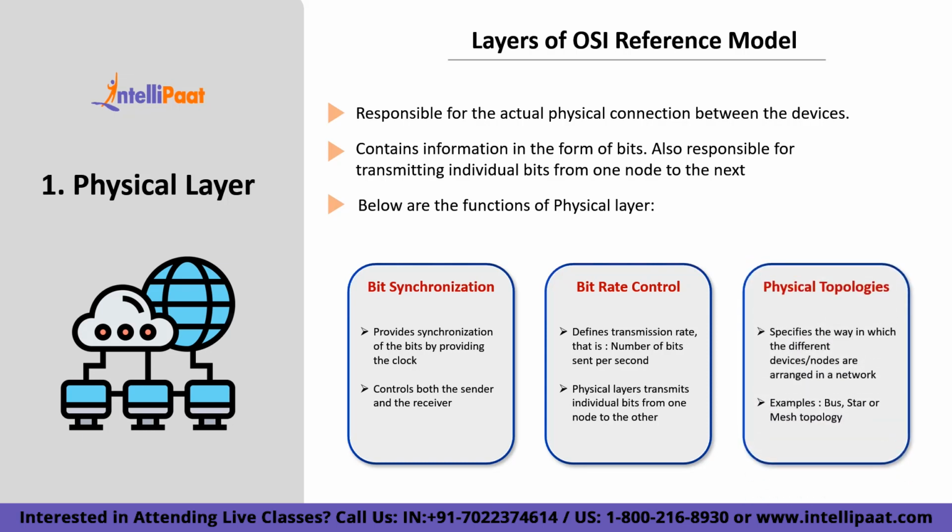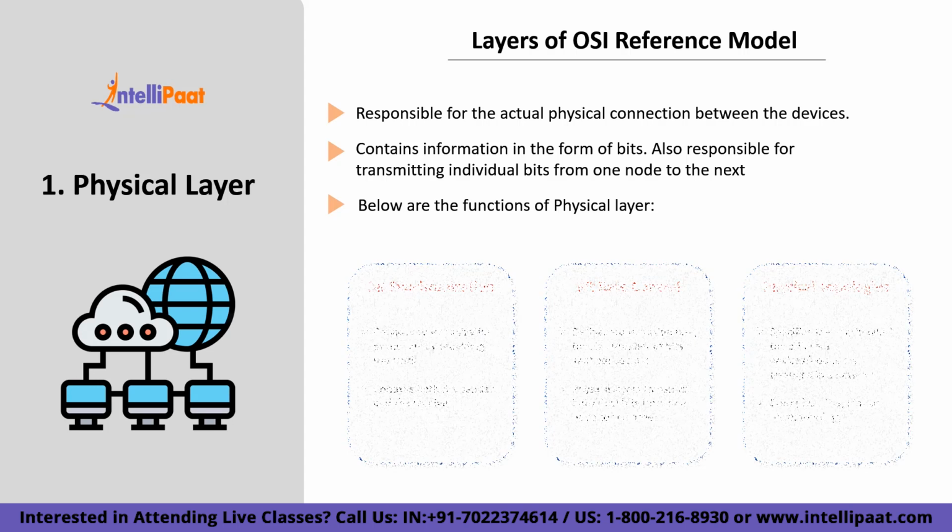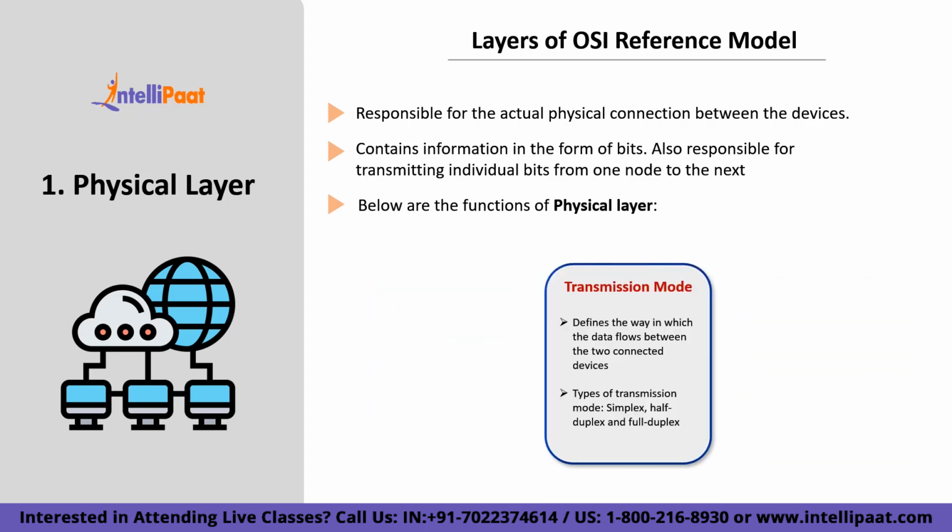specifies the physical topology. It basically specifies the way in which the different devices or nodes are arranged in a network, that is bus, star or mesh topology. The fourth task is transmission mode. Physical layer also defines the way in which data flows between the two connected devices. The various transmission modes possible are simplex, half duplex and full duplex.